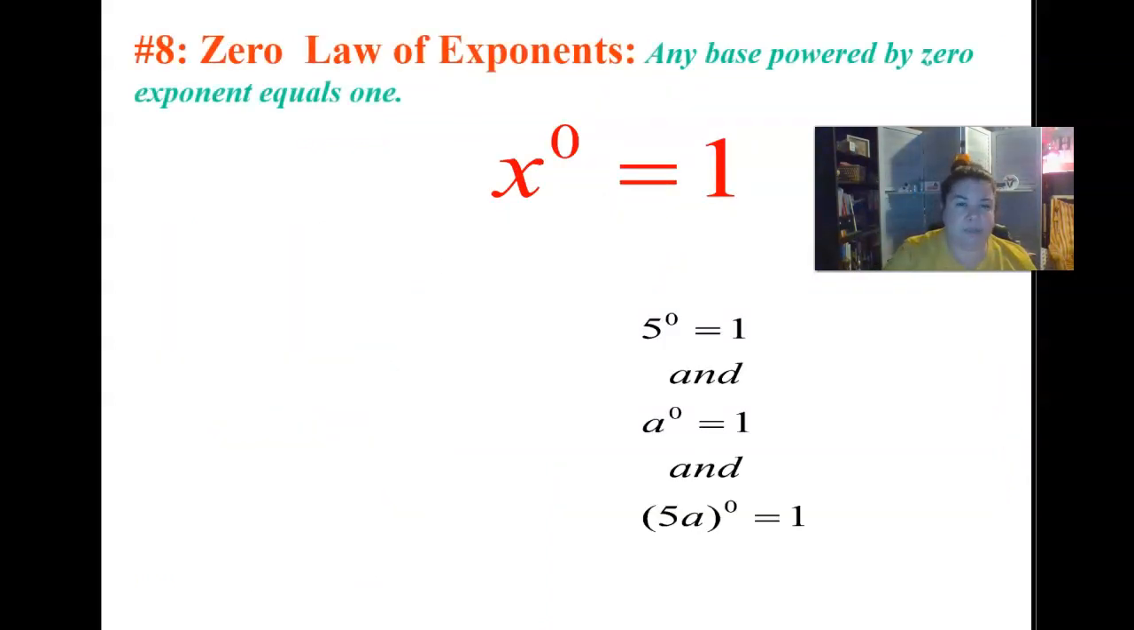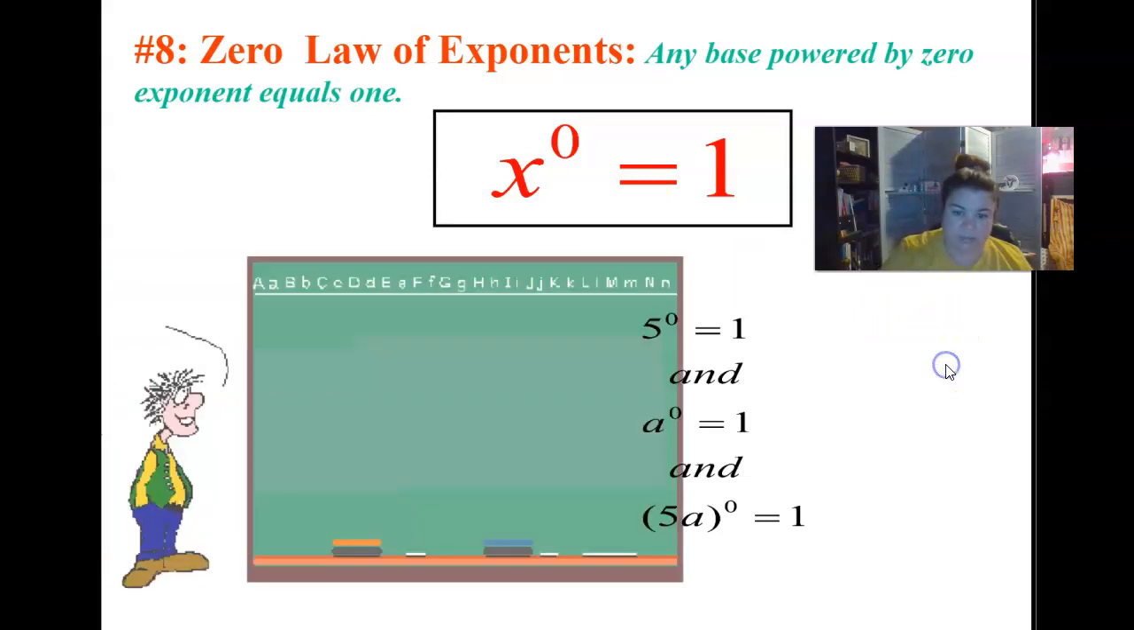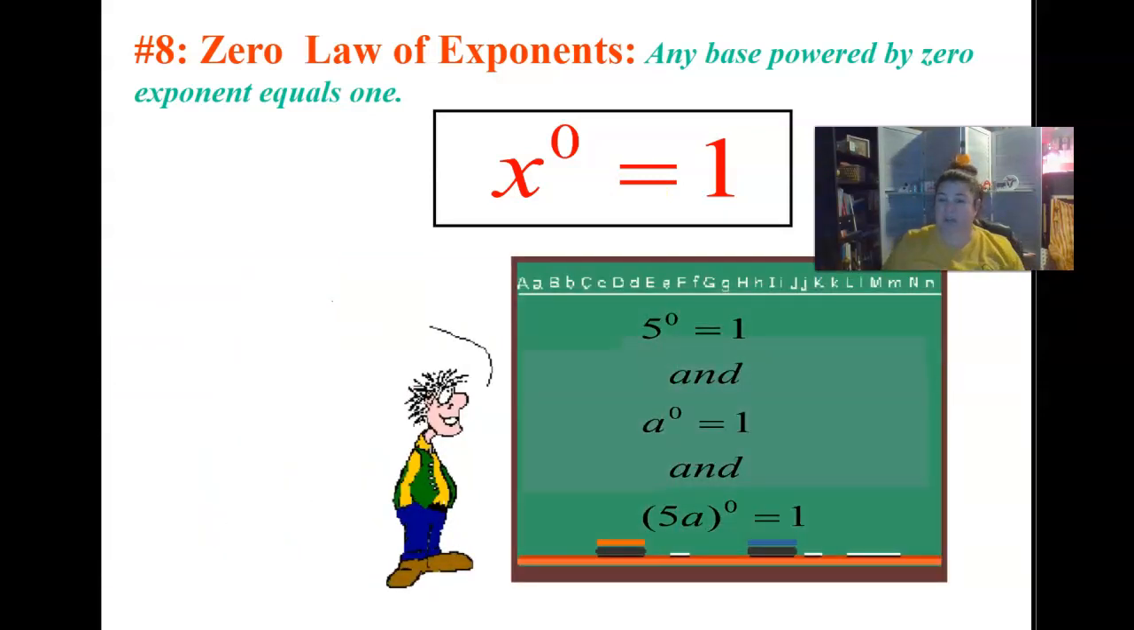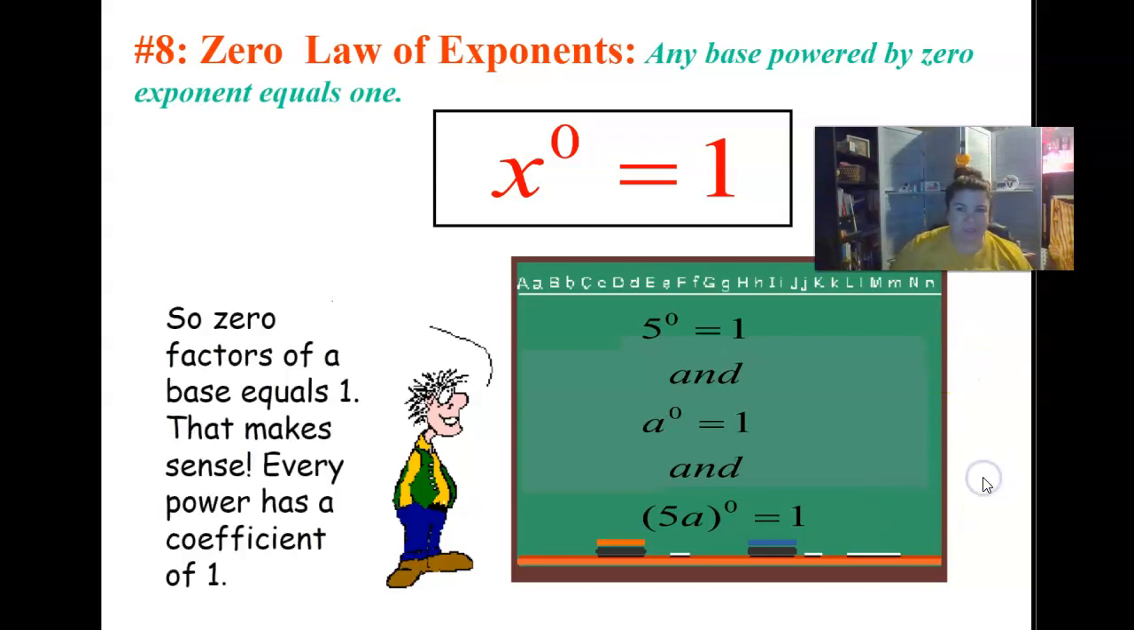Alright. This is a really weird one to memorize. So if you see any number to the 0 exponent, it equals 1. It does not matter what the number or the variable is. Weird, right? It's going to be 1. So 5 to the 0 power is 1. A to the 0 power is 1. 5a to the 0 power is 1. 5,300,000,000,002 is going to be 1 if it's to the 0 power. I know. Where did they get this stuff? Somebody smarter than me did this. So 0 factors of a base equals 1.